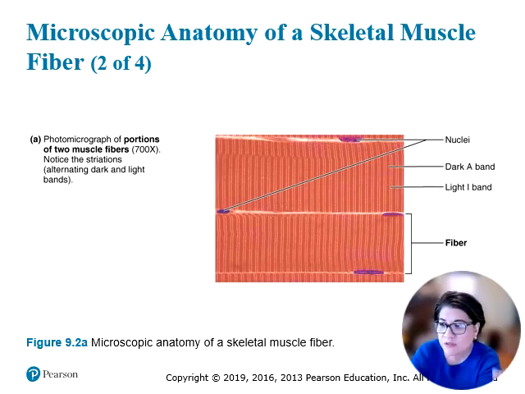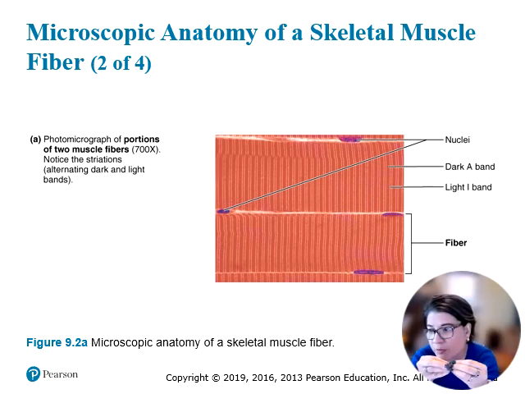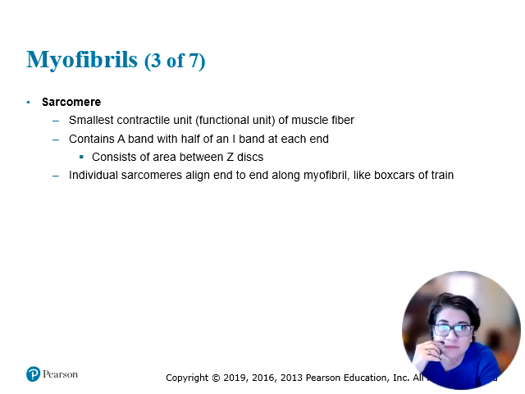So when your skeletal muscle contracts, you have millions of these little dark bands and light bands, and they're going to move closer to each other when the muscle contracts and then further apart when the muscle relaxes. So I'll show you what that looks like in a second.